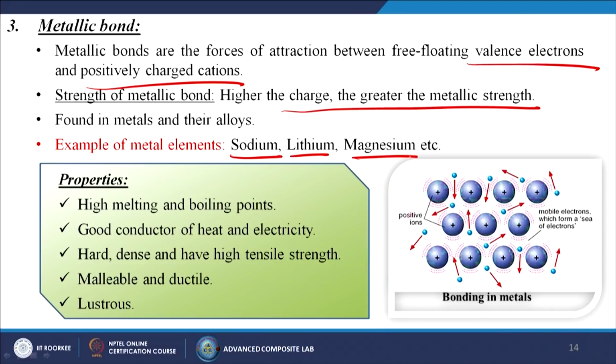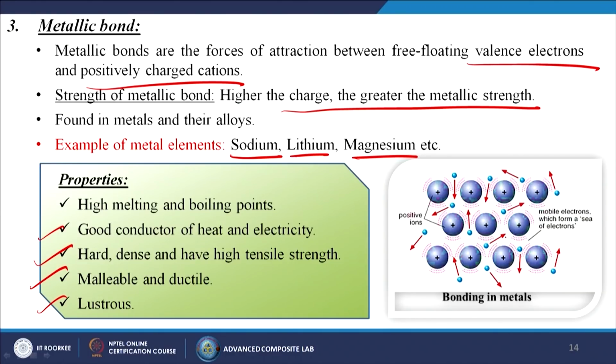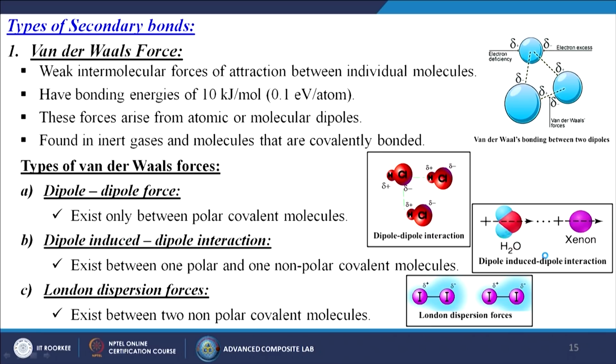So, what are the properties? High melting and boiling points, good conductor of heat and electricity, hard, dense, with tensile strength, malleable and ductile, and very lustrous, meaning glittering in nature. So, here are the bondings in the metals. Due to the ions, the bonding generally takes place, and these should be charged cations.